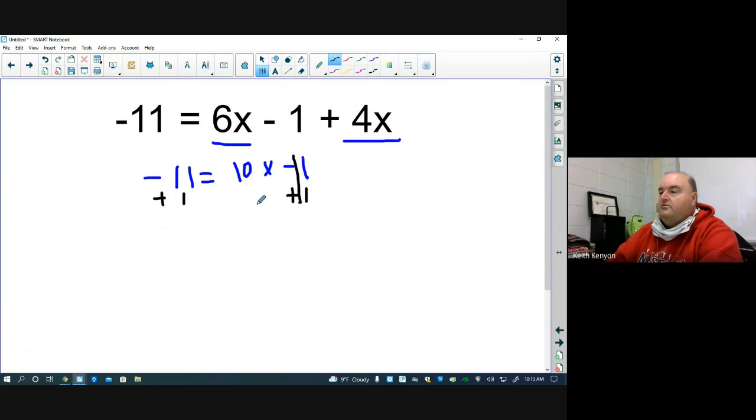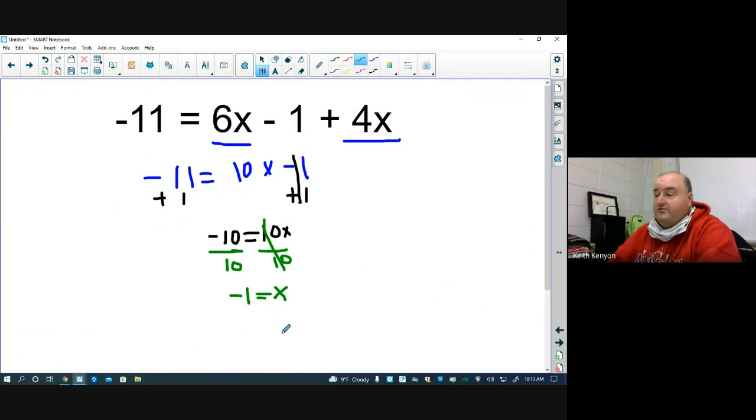This is going to cancel and leave me with 10x on the right-hand side. On the left-hand side, it's going to be negative 11 plus 1, which is negative 10. And then I'm going to get x by itself, so I'm going to divide both sides by 10. And this is going to cancel and leave me with x. And then on the left-hand side here, negative 10 divided by 10 is negative 1. So in this case, x is negative 1.